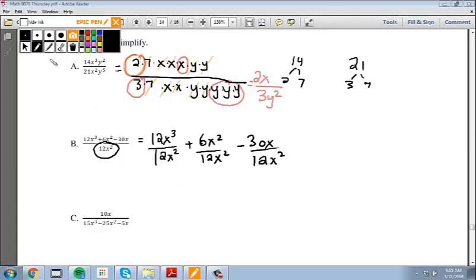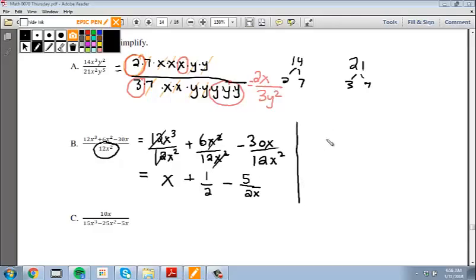Now I can reduce each of these individually, so 12 over 12, goodbye, and x cubed over x squared, that's x. Then I have these x squareds cancel, so 6 over 12 is just a half, and then minus, and what do I have here? 30 over 12 reduces to 5 over 2, and then I have x over x squared. There's more x's in the denominator, so when I cancel an x, that last x stays in the denominator. Now, that's one method for doing this.